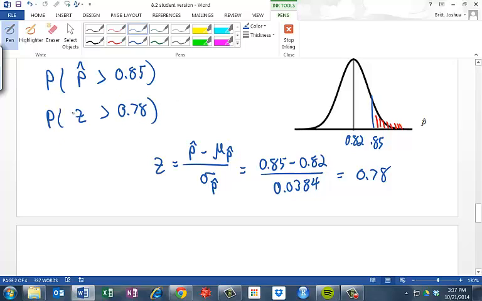All right, and remember, when the arrow is pointing to the right, we, by symmetry, can change the sign of the inequality and change the sign of the number. Now we just look up this value of minus 0.78 in table 5, and we get 0.2177.